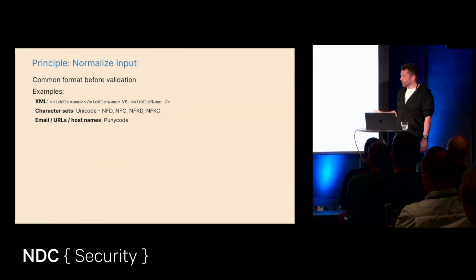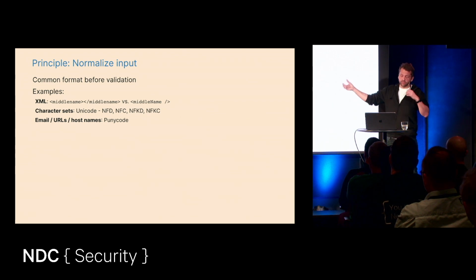So we have to normalize input somehow. And we can do that by just deciding on a form. If we have the A with the accent, we could decide we always want to split these two things out, so we want to have the letter with an accent and then the A. Or we could say, if it's an A with an accent, we always use the letter A.